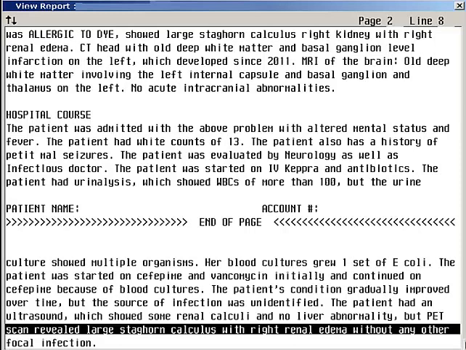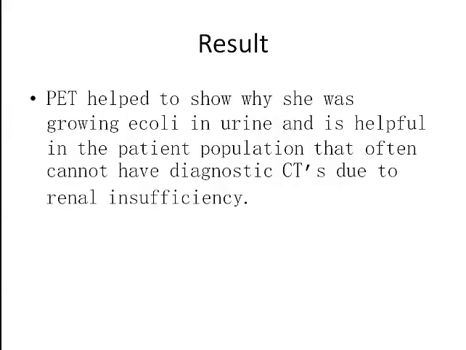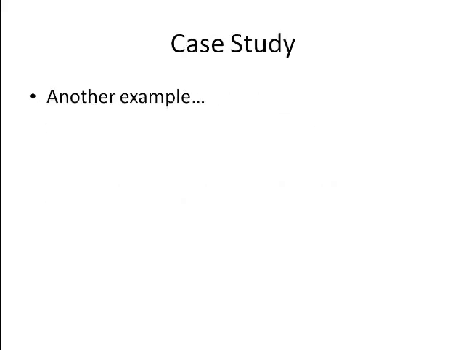She was supposed to leave in the afternoon of this exam. So this allowed her to stay and do more focal treatment. So the result: the PET helped to show where she was growing E. coli, and it's helpful in the patient population that often cannot have diagnostic CTs, such as this patient. She was very ill. Her BUN and creatinine were too high to do diagnostic CT. And the plain CTs of the chest, abdomen, and pelvis are very challenging when you don't have the contrast.